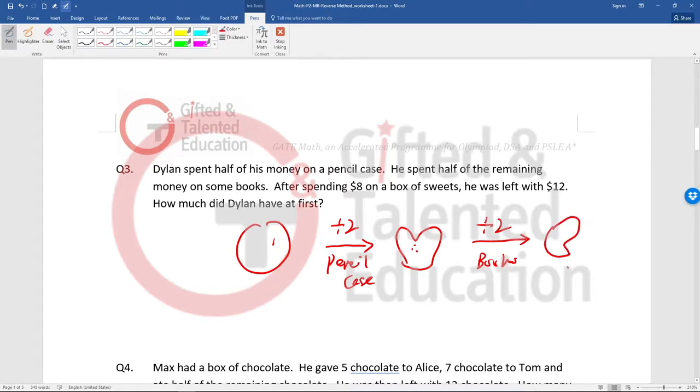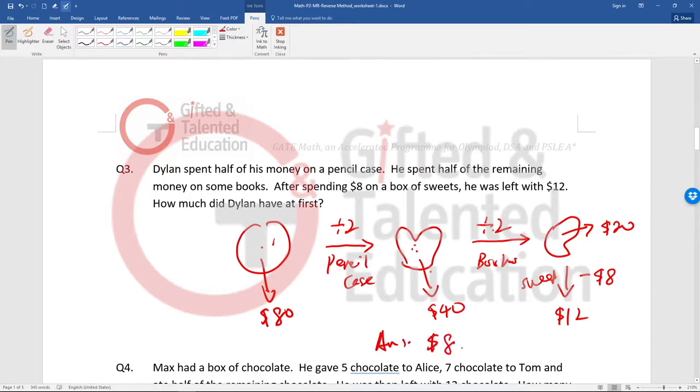And he spent another $8 on sweets and was left with $12. Again, we can solve this problem by working backwards. This must be 20 because 20 minus 8 gives us 12, and this must be 40 because 40 divided by 2 gives us 20, and this must be 80 because 80 divided by 2 gives us 40. Therefore, the answer is $80.